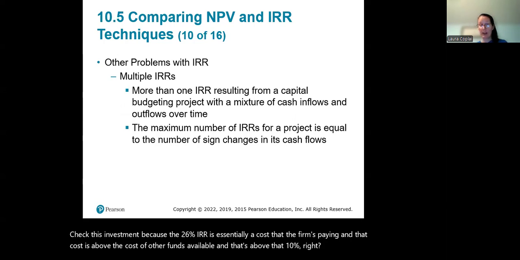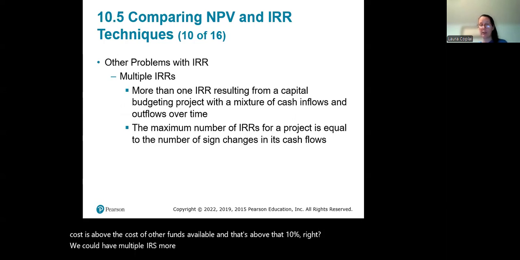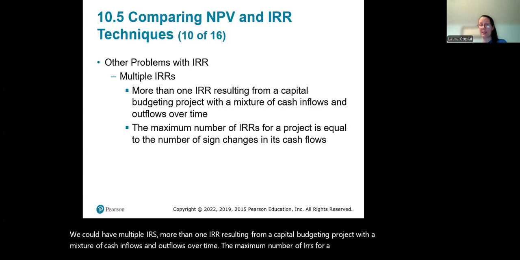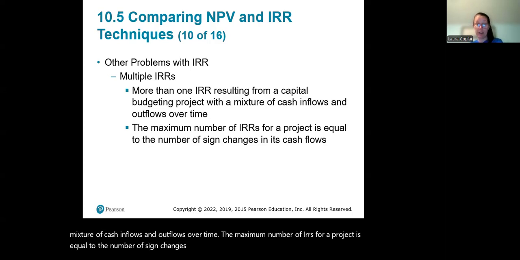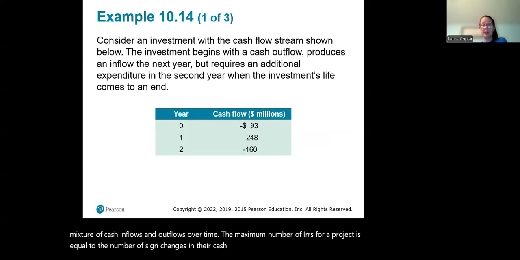We could have multiple IRRs, more than one IRR resulting from a capital budgeting project with a mixture of cash inflows and outflows over time. The maximum number of IRRs for a project is equal to the number of sign changes in its cash flows. Okay, so let's look at an example here.